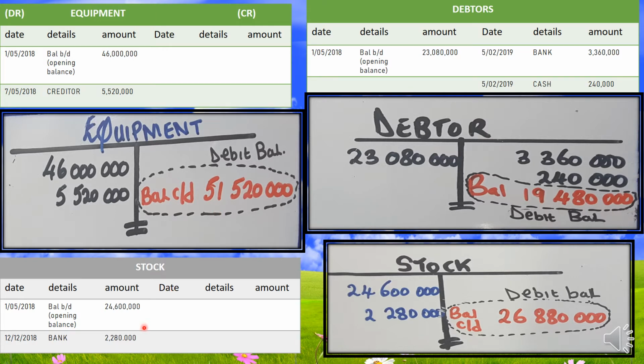We also have another account here, which is our stock. This is also another account called stock. You can see nothing took place on this other side, so we have this amount well recorded.